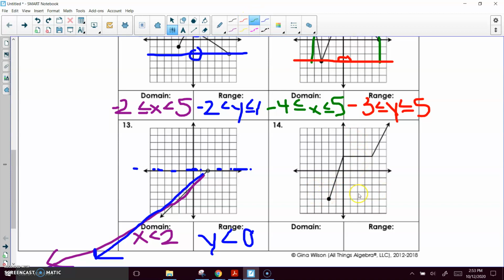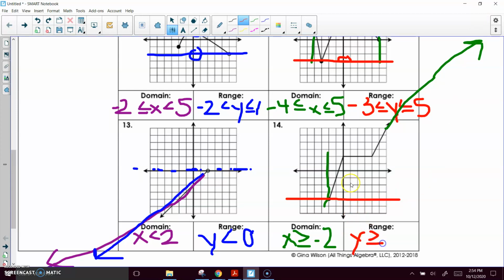And the last one, as I scan left to right, it goes forever to the right. So my domain is going to be my x values greater than, and because it's a closed circle, or equal to -2. In terms of my y values, this is my low, and it goes forever up. So my y values are greater than or equal to -4.